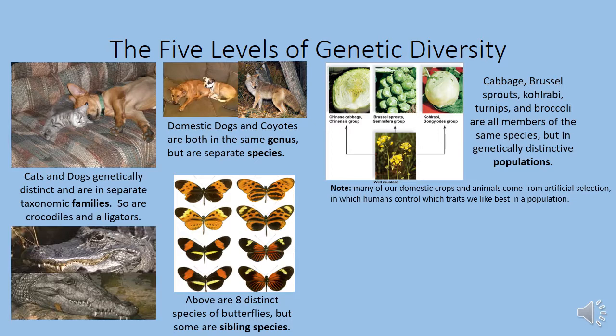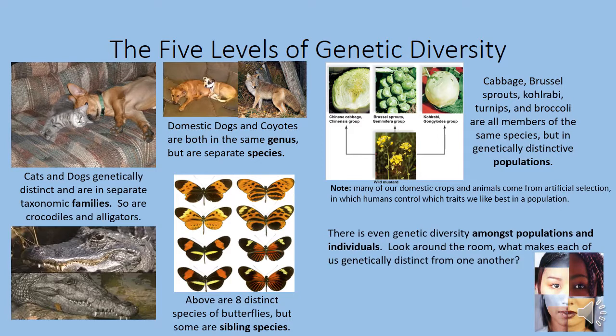And many of our domesticated crops and animals come from artificial selection, right? We choose them based on traits we like. If I grow a garden and I'm saving my seeds, I'm only going to save seeds from something that did good, that I liked the taste of, that had the traits I was looking for. And so over time, I might develop whole novel varieties, I might develop cabbage instead of cauliflower, right? So that's how that happens.